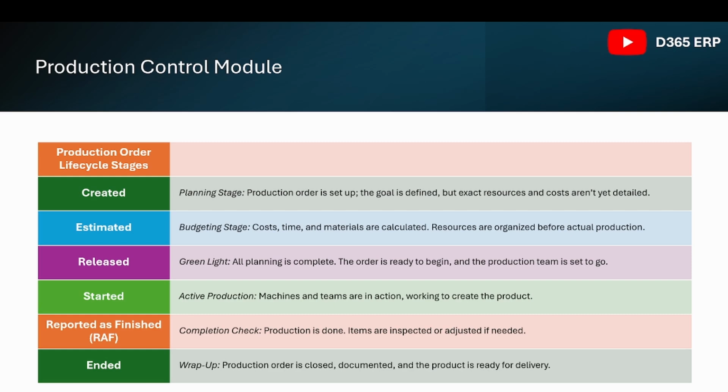Then the fifth stage is RAF. Once all tables are assembled, we mark the order as reported as finished and inspect each table for quality. And once the quality checking is done, then the last stage is ended, where finally everything is checked out. So we mark the production order as ended and the tables are ready to deliver. So this is how we go from the created to the ended stage, from receiving the order to getting the final product ready for delivery.